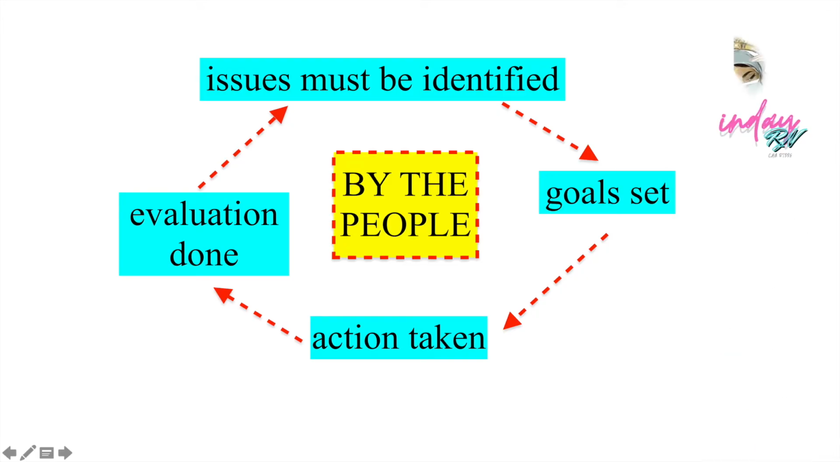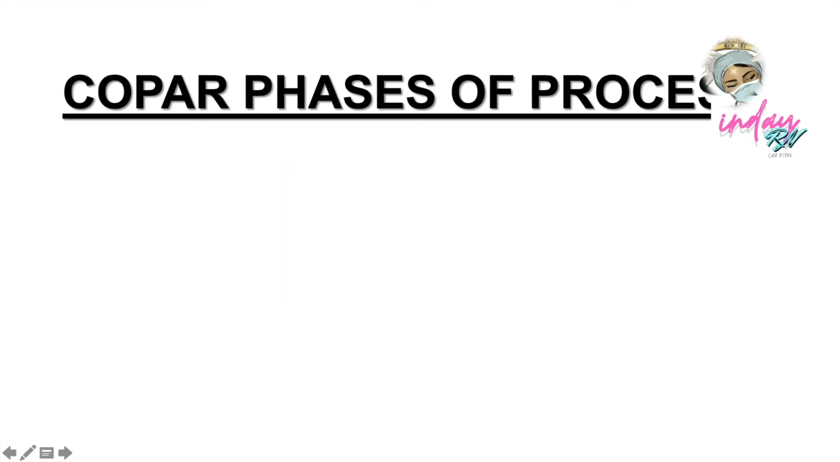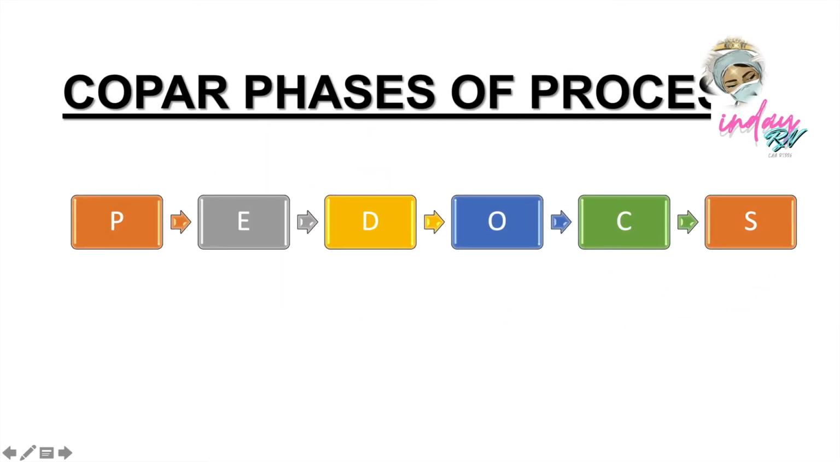And here in the COPAR, we are also going to discuss the COPAR phases of processes. Actually, we have 6 steps or 6 phases here, and we have the mnemonics PEDOCS. In each phase, we are going to discuss the steps being done.